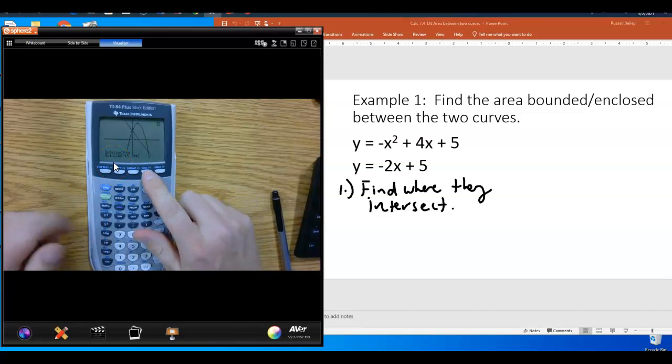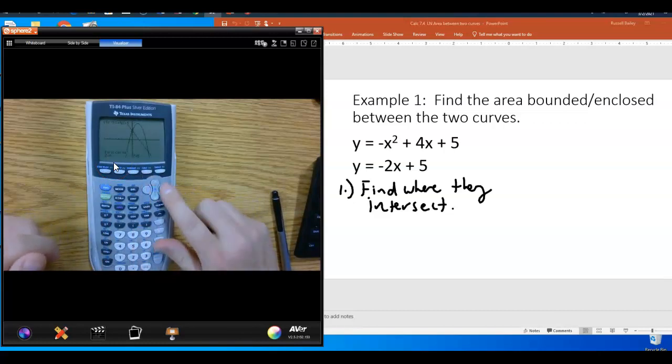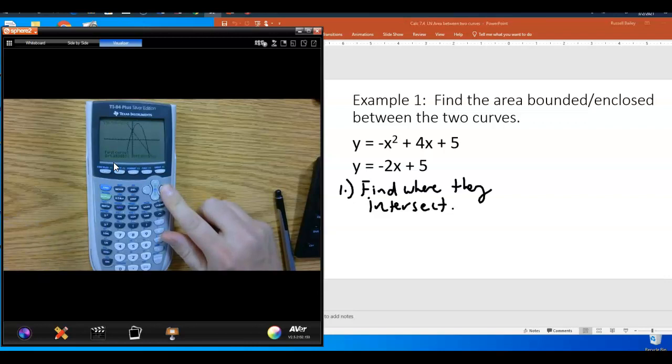So we're going to do second, calc 5. Now we're going to scroll to where they cross again. And it's 6. So they're going from 0 to 6. That's where they're crossing. They cross first at 0, then they cross at 6. Now it's also important that you know which function is on the top.